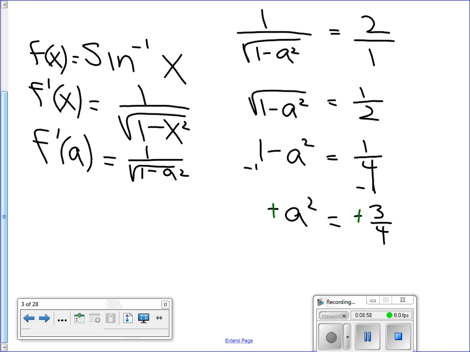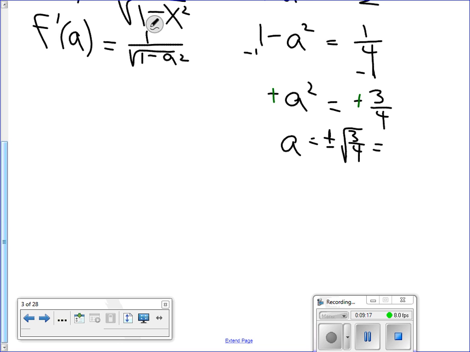So now we have a squared equals 3/4. Technically we could take plus or minus the square root of 3/4. When you take the square root of a fraction, you would get a could be either plus or minus the square root of 3 over the square root of 4, which is just 2. That's why in the question they said a could be the positive square root of 3 over 2. Because it could also be the negative, but that's not there.